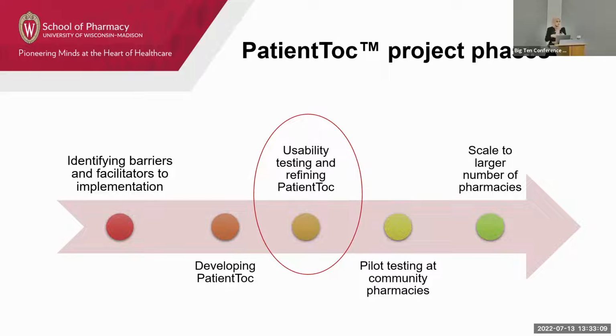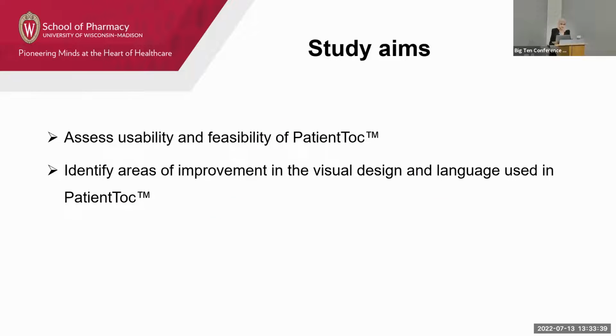It started by collecting information about various facilitators for implementation. After that, the app was adapted to make it suitable for pharmacy setting and specific for the PROs that we are looking for. Now I'm going to be talking about the usability testing, because we need to make sure that the app is working well and there are no bugs, no issues before it's launched into pharmacies. The next step would be to pilot test it in pharmacy and scale it to a larger number of pharmacies in the future.